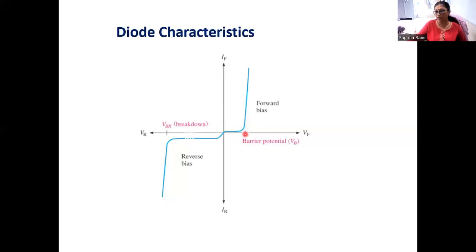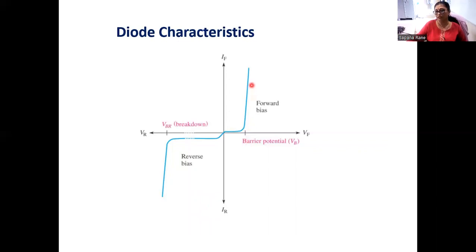So this is the barrier potential, which is 0.3 volt for germanium and 0.7 for silicon. So when you apply an external voltage slightly greater than this barrier potential, suddenly a large amount of current flows through the diode. So this particular voltage is also called the knee voltage or cut-in voltage. It is the voltage at which the current flowing through the diode suddenly increases in forward bias condition.